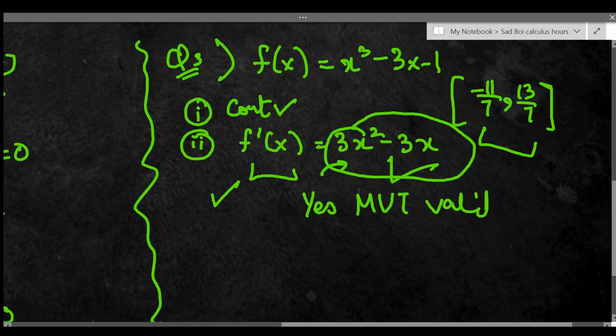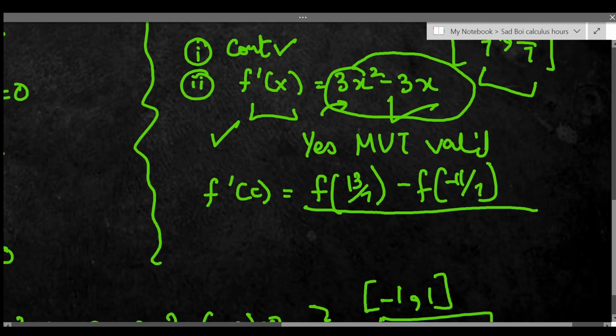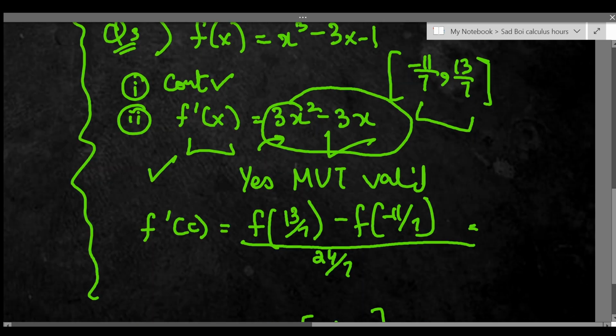Now, what we want to do is calculate the point c. We want to apply the mean value theorem, and what does it say? The mean value theorem tells us that if it is valid on f of x, then there exists a point c in the domain such that its derivative is equal to the slope of the secant line between the minimum and maximum of the domain. So this is going to be equal to f of 13/7 minus f of -11/7 over 13/7 minus -11/7, which makes it 24/7. We want to find out f prime of c.